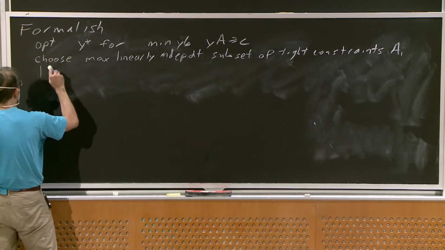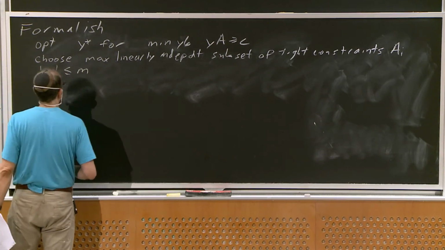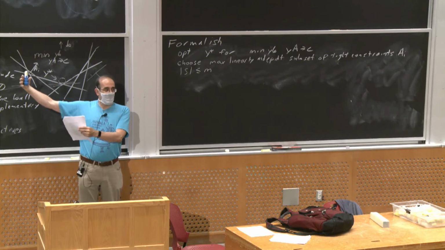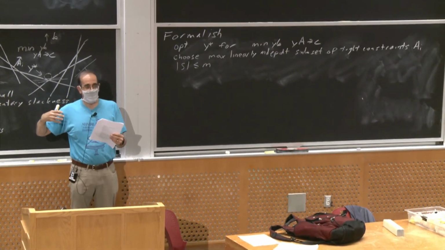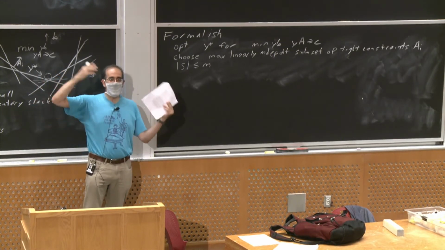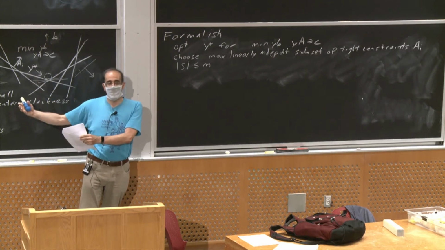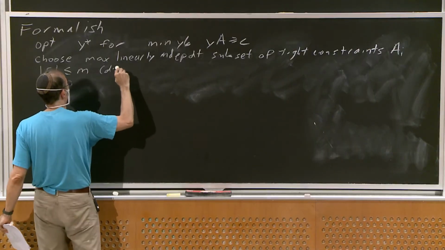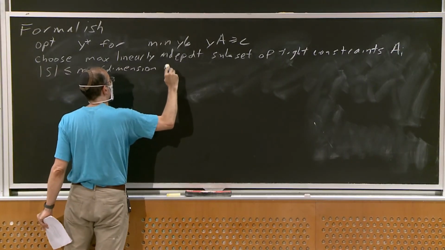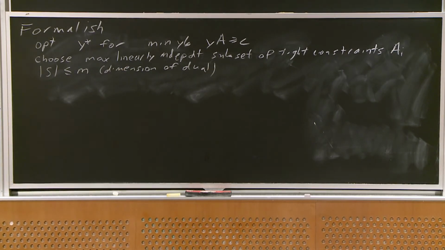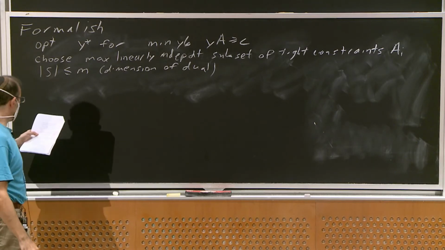Notice that the size of S is less than or equal to the dimension of the dual. Now, remember, at the start, I said that n is the dimensionality of the problem and m is the number of constraints. But when we take the dual, the constraints turn into variables. So the dimensionality of the dual problem is going to be the number of constraints in the primal problem. Okay, so that bounds the possible number of these linearly independent constraints.